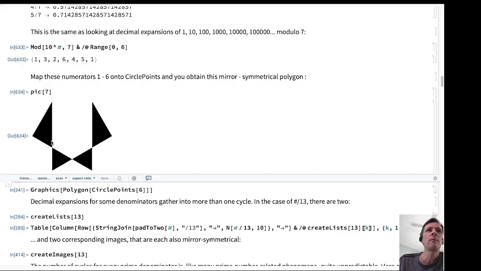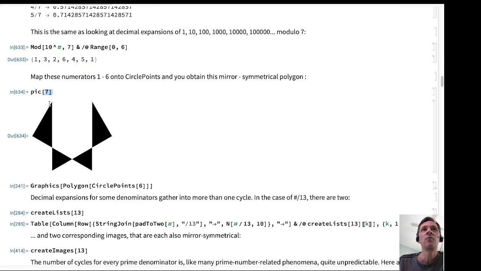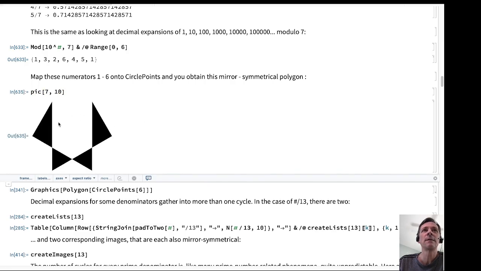But point 1 connects to point 3, point 3 connects to point 2, 2 to 6, 6 up to 4, 4 to 5, and 5 back to 1, corresponding to this sequence. Okay? And so that is the picture, or the polygon, for denominator 7 and base 10. I'm just going to write 10 here. Okay, and it evaluates to that.